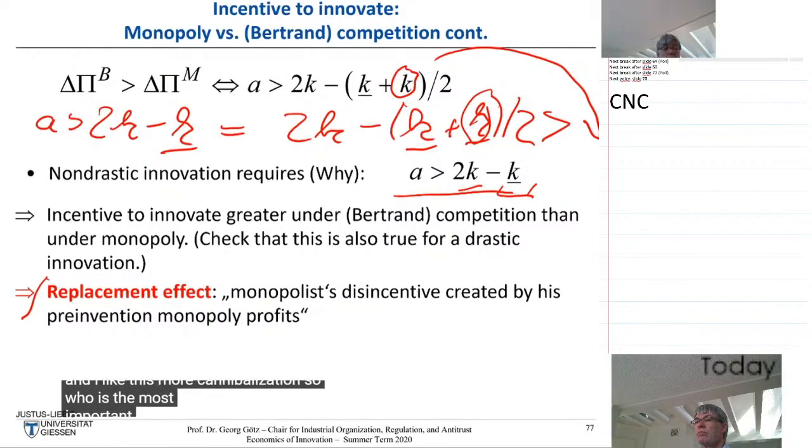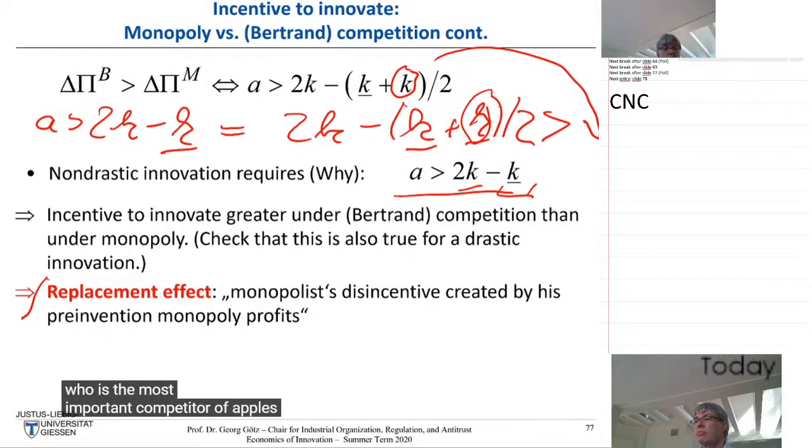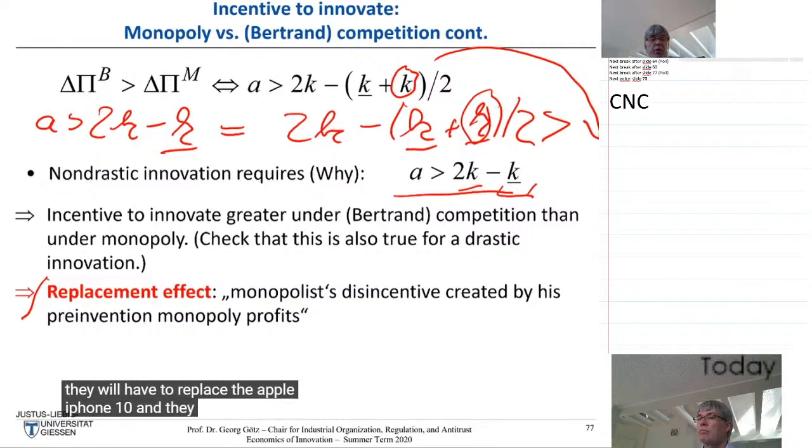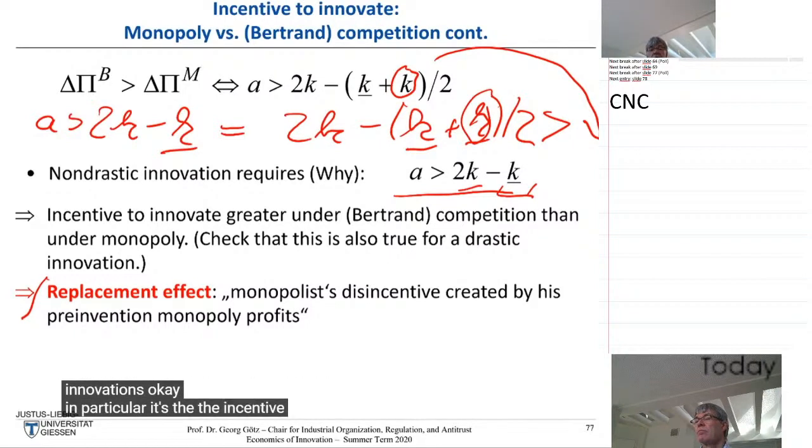So who is the most important competitor of Apple's next generation, iPhone 12 or something like that? It's the Apple iPhone 10, okay? The point is, if they introduce the Apple iPhone 12, they will have to replace the Apple iPhone 10, and they earn a lot of profits with the Apple iPhone 10. So this is this cannibalization, and that's what's really important, and that's what keeps them from churning out new innovations very often. Okay, in particular, their incentive to innovate is different from a firm under perfect competition.